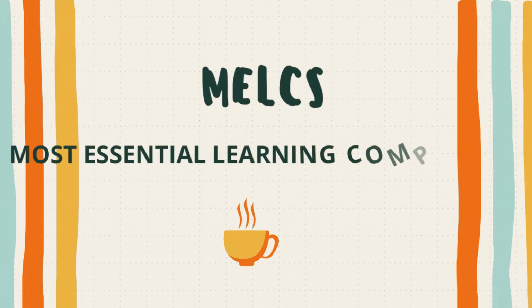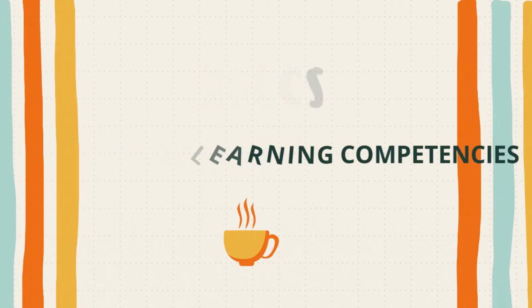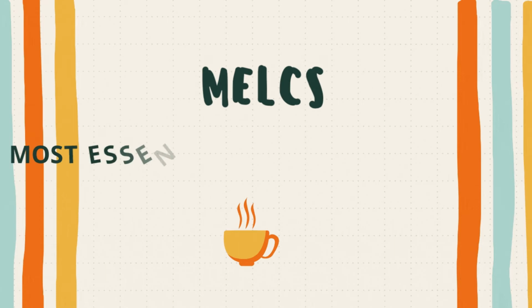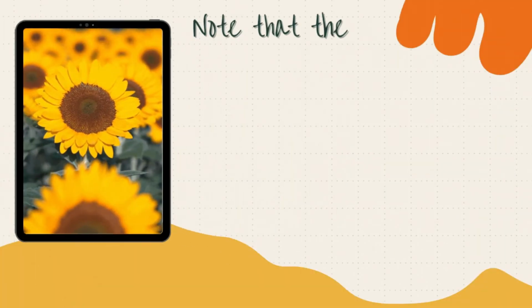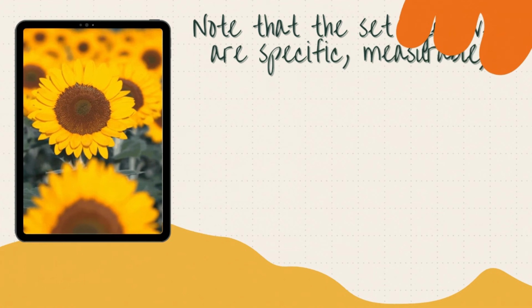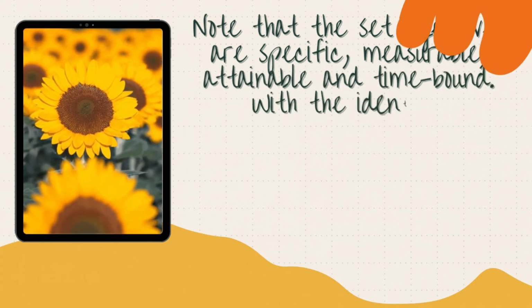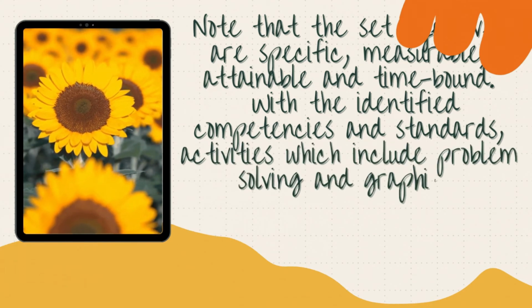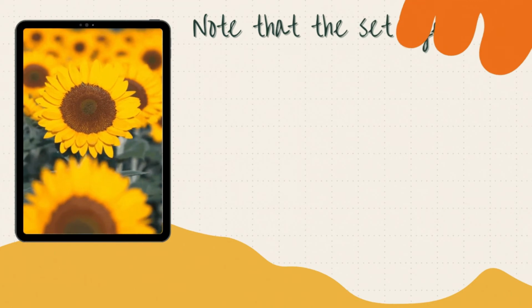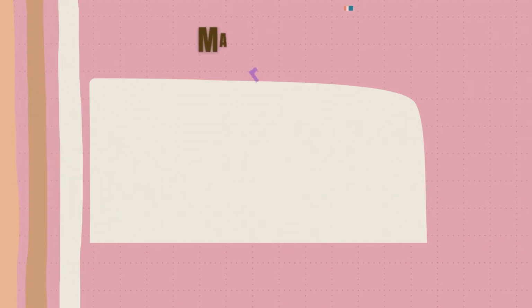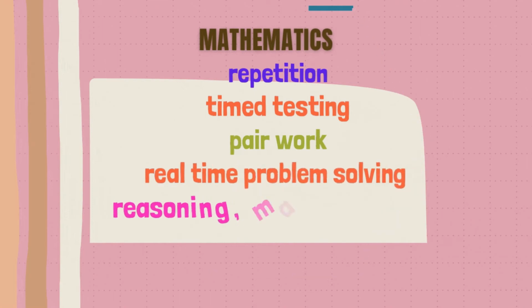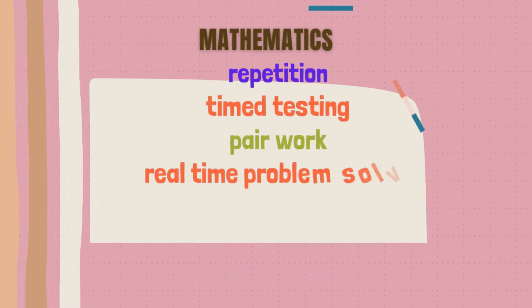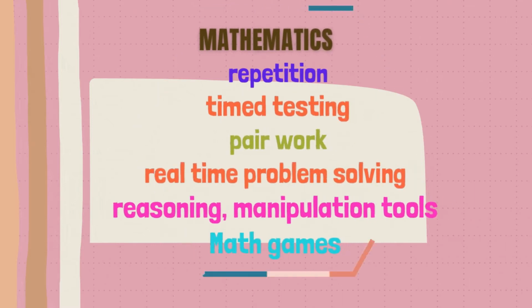Solves quadratic equations by a. Extracting square roots, b. Factoring, c. Completing the square, and d. Using the quadratic formula. Note that the set objectives are specific, measurable, attainable and time-bound. With the identified competencies and standards, activities which include problem-solving and graphical interpretation to clearly picture quadratic formula in quadratic equations are suggested. For mathematics, the teaching strategies of repetition, timed testing, pair work, real-time problem-solving and reasoning, manipulation tools and math games are suggested.